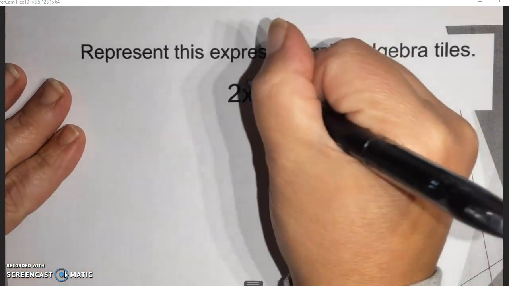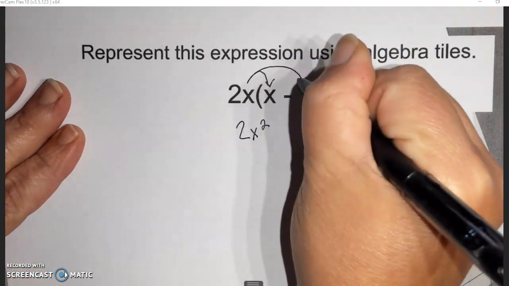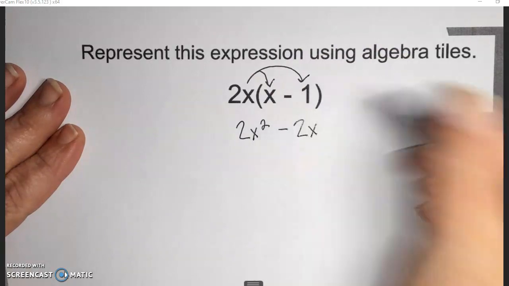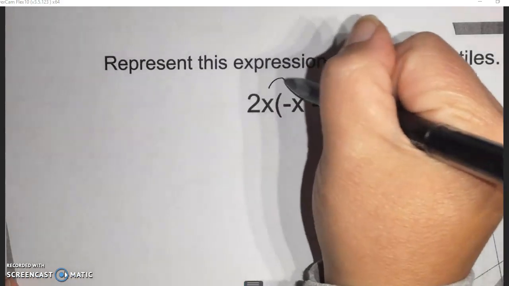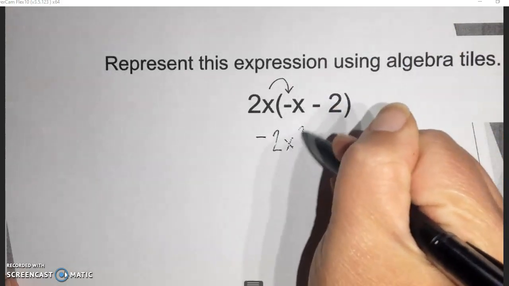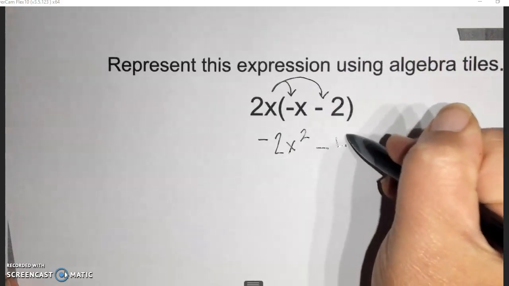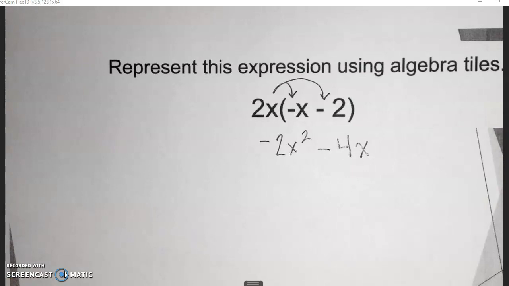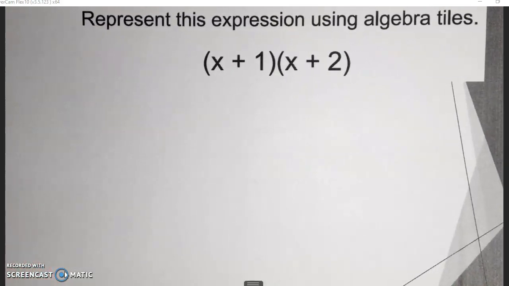Let's do this one. 2x times x is 2x squared. 2x times negative 1 is negative 2x. Here's another one for you to try. 2x times negative x is negative 2x squared. 2x times negative 2 is negative 4x. Okay, so what if it's not a monomial and a binomial?